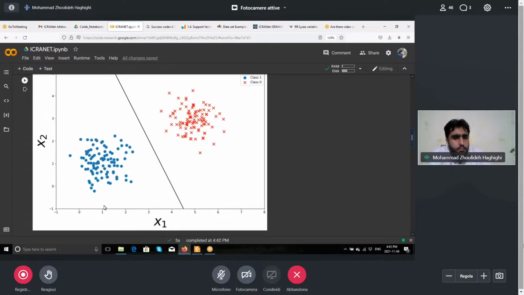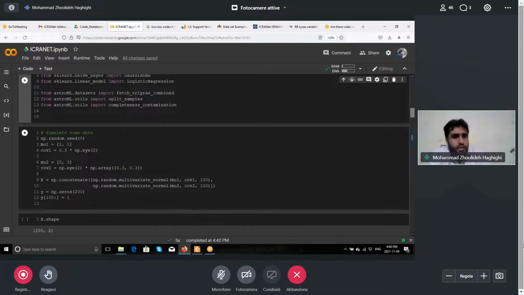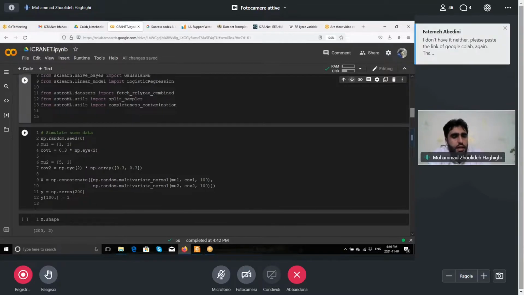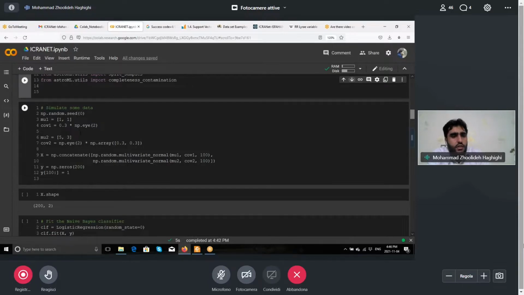Look at this, the mean of features x1 and x2 both are 1 for this set of data, but for this set, the mean of x1 is 5, the mean of x2 is 3. Let's go back, and here I simulate some data. You have access to this data, so I don't explain more about it, and you can easily generate them.